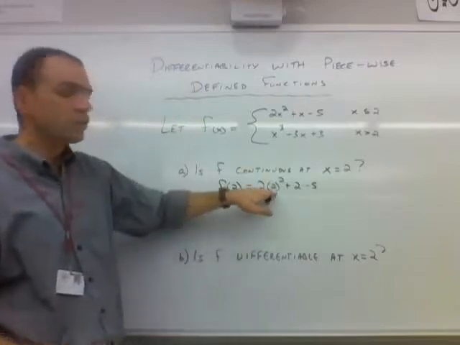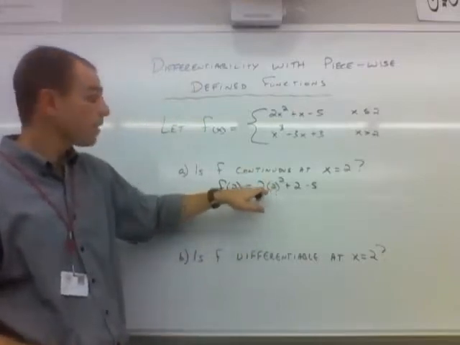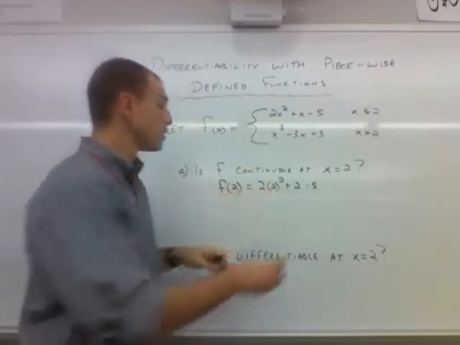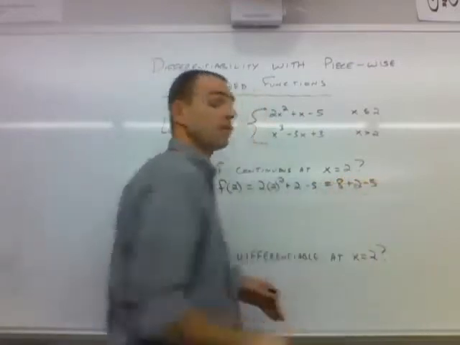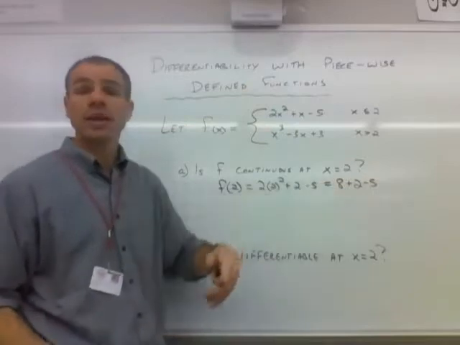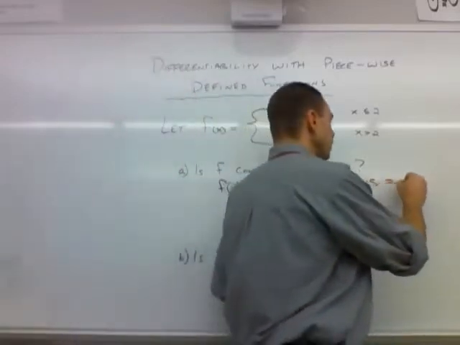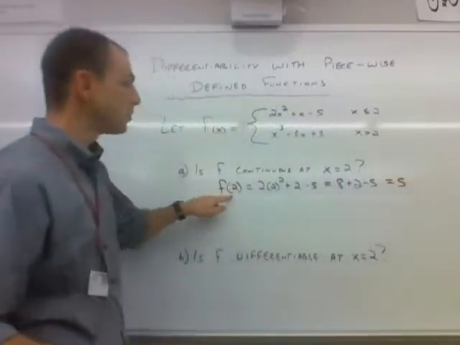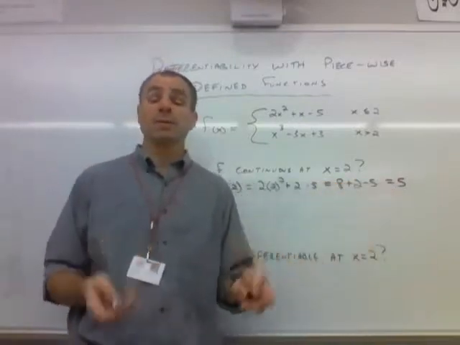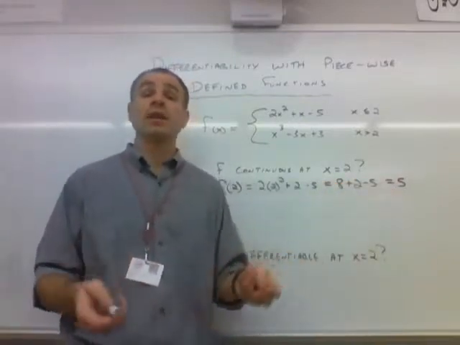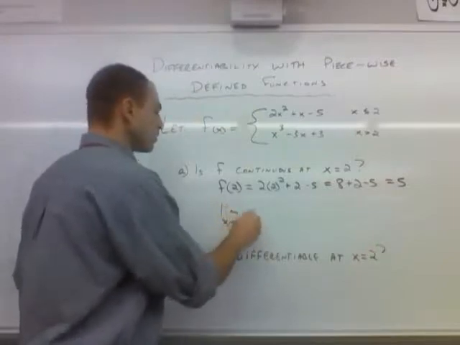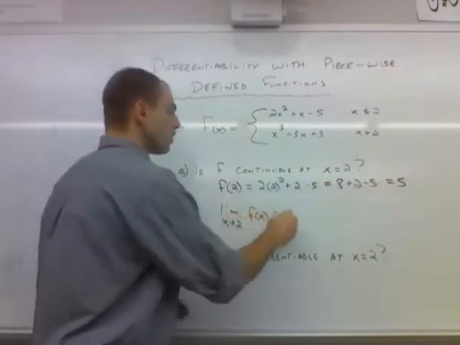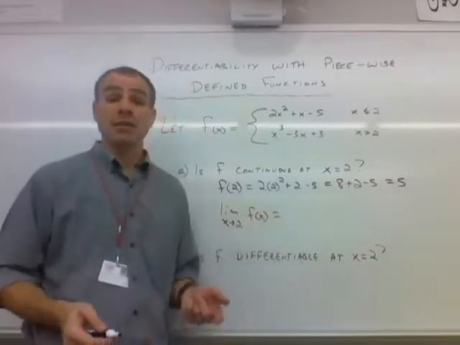So if we simplify this quickly, 2 squared is 4, and then we double it so we get 8, plus 2 minus 5. 8 plus 2 is 10, minus 5 is 5. So I know that f of 2 is 5. Now, in order for the function to be continuous, the limit as x approaches 2 of the function must also be 5. Let's see if that's true.